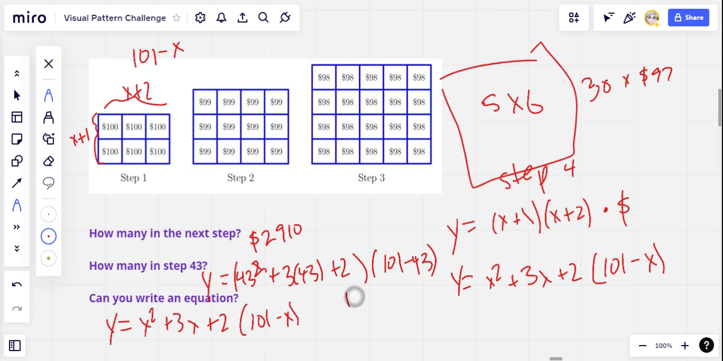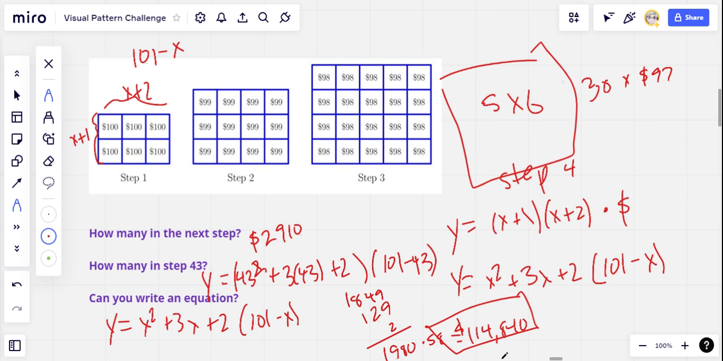Okay, so what is that? 43 squared is 1849. 3 times 43 is 129, and then plus 2. So let's see, that's 1980. And then 101 minus 43 is 58. So we're going to multiply those. And I am getting $114,840. Might want to double check my calculations on that one, but that's what I'm getting. So in step number 43, $114,840.